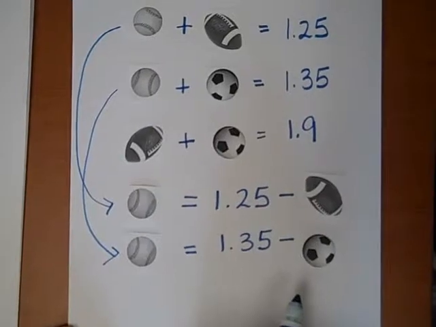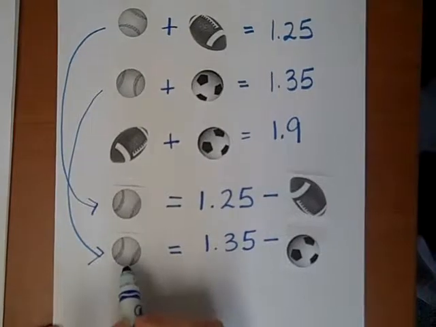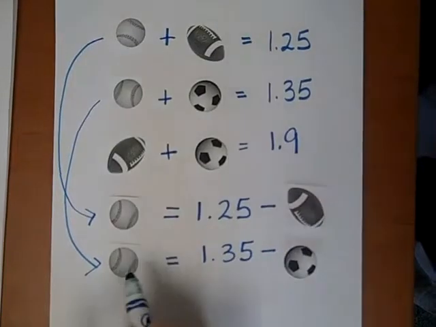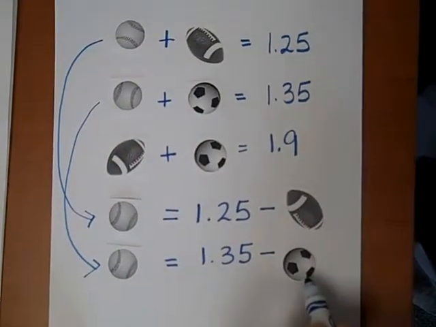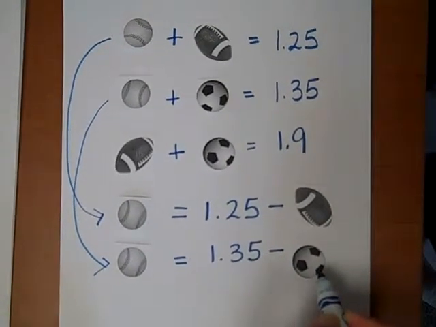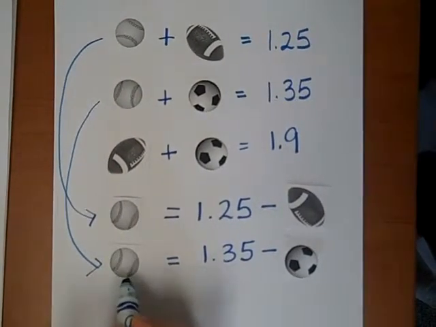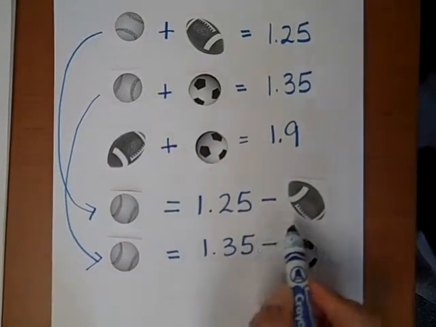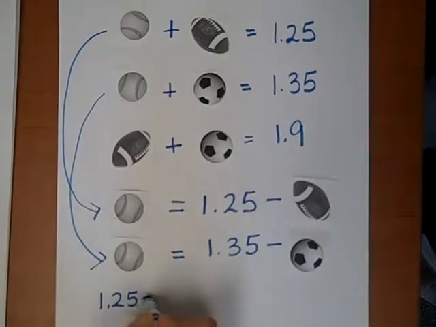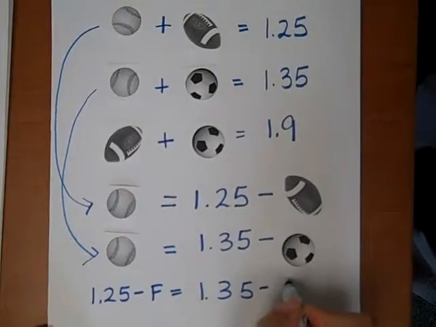So now we have two equations that have just the baseball. And we know that the baseball is equal to the baseball. So from now on, I'm just going to use B and F and S: B for baseball, F for football, and S for soccer ball, to make it simpler. These two baseballs are obviously the same weight because they're the same baseball. So we know that these two equations are equal to each other. So 1.25 minus the football is equal to 1.35 minus the soccer ball.